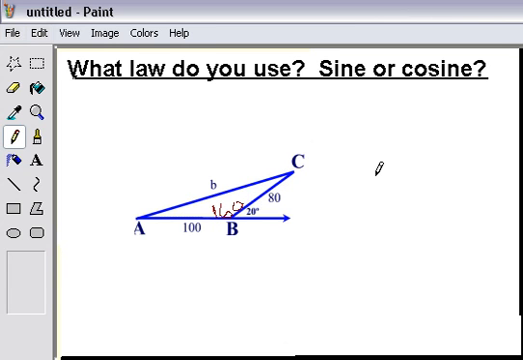And that's pretty much it for that topic. So you can try identifying some triangles on your own, whether or not to use the sine law or the cosine law to solve for missing angles and missing sides.